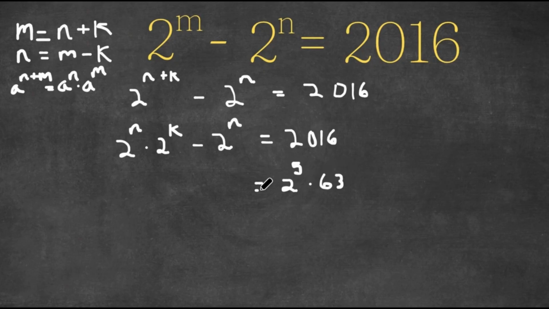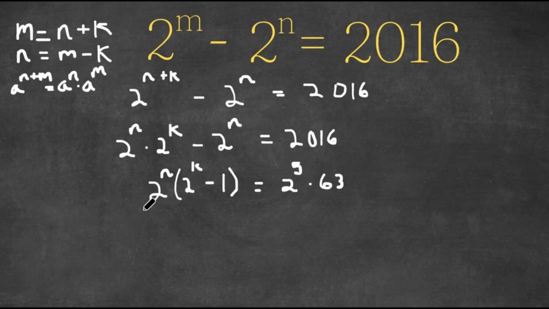And this is still equal to, what I'm going to do is factor out 2 to the power of n from this. So if I factor out 2 to the power of n, I get 2 to the power of n times 2 to the power of k divided by 2 to the power of n, which is simply 2 to the power of k, and 2 to the power of n divided by 2 to the power of n is 1, so minus 1. So we get 2 to the power of n times 2 to the power of k minus 1, and this is still equal to 2 to the power of 5 times 63.